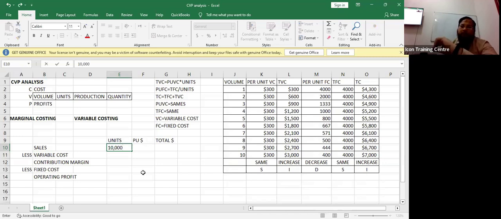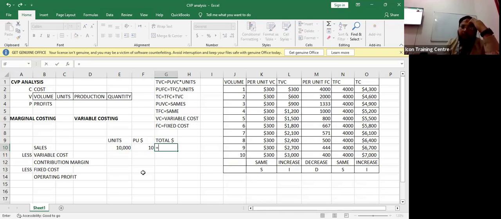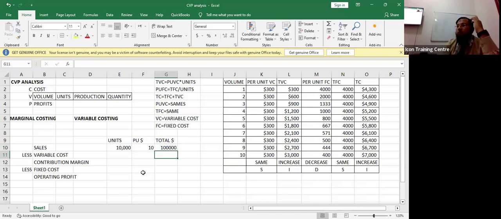How many units? 1,000. And the per unit selling price is, let's say, $10. So what is the total sale? 10 multiplied by 1,000 is 10,000.